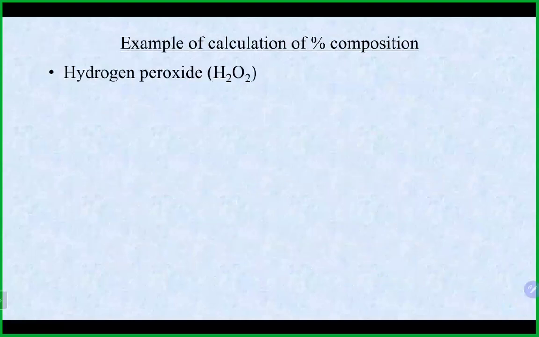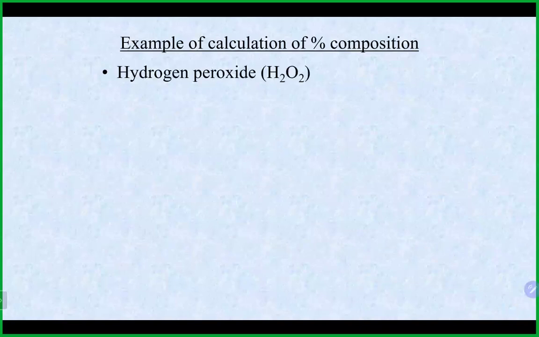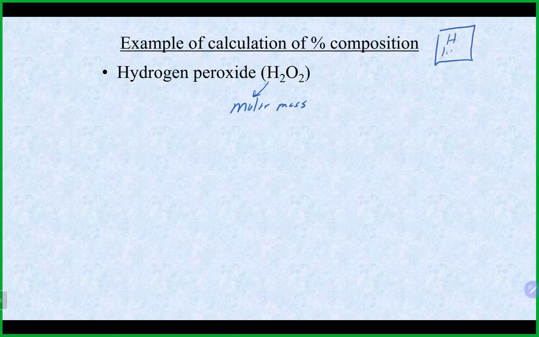Let's say we had hydrogen peroxide, which is obviously a molecular formula here, and we wanted to calculate the percent composition of each of these elements. The first thing we would want to do is get the molar mass of this compound. So to get the molar mass of this compound, obviously we need to go to the periodic table and find our elements. So we look up oxygen, we look up hydrogen, and we would add this together.